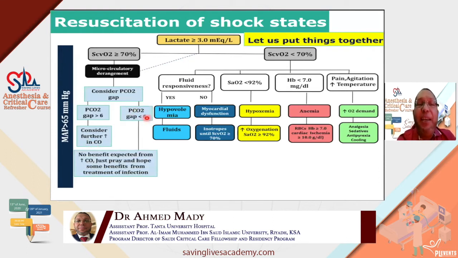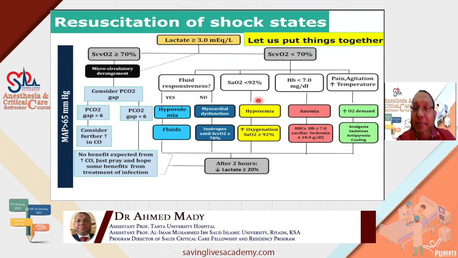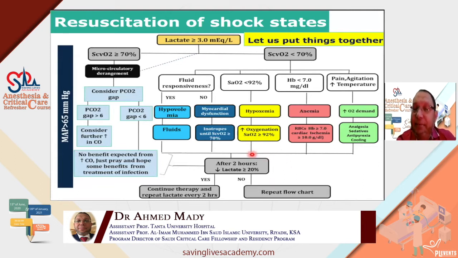If you find a normal gap, at that time you have to disclose: no benefit from high cardiac output. Search for the definitive management and wait for the infection to be treated. At the end, take a look at the lactate after 2 hours. If lactate is cleared by more than 20%, you are on the proper path. If not yet, go back again to the chart and reassess using the same chart.